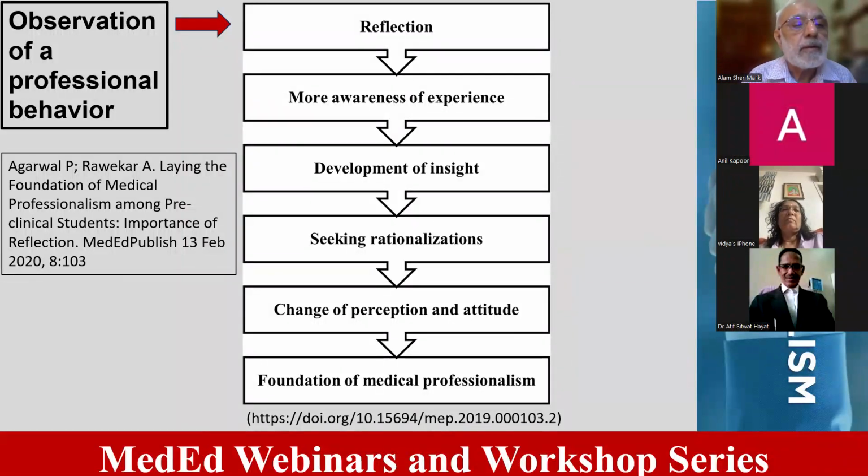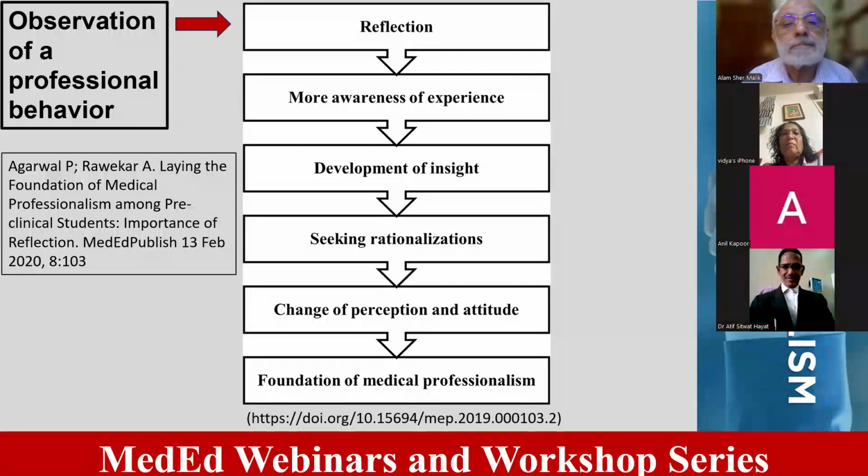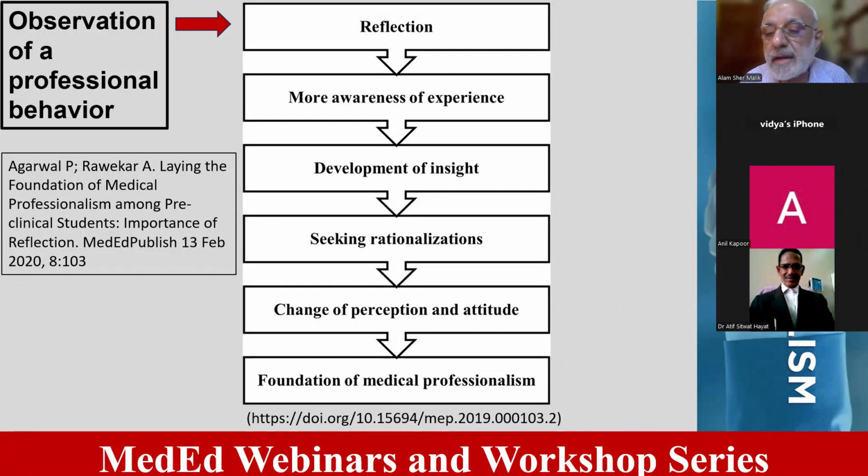Another example, observation of a professional behavior, then reflecting on that professional behavior, more awareness of experience, development of insight, seeking rationalizations, changing of perception and attitude, and finally, foundation of medical professionalism. So this is that starting from observation of a professional behavior as an experience and then reflecting on that and going through the whole cycle till we find the most appropriate professional behavior.